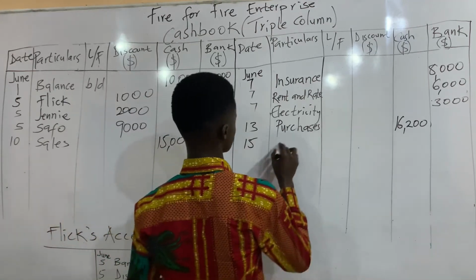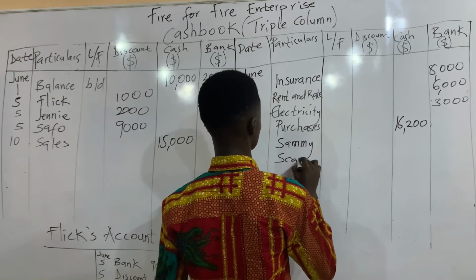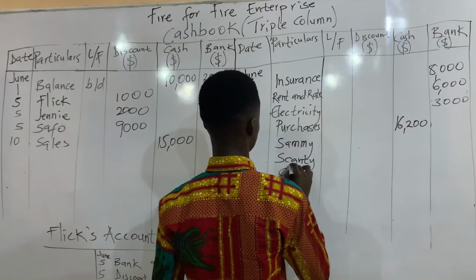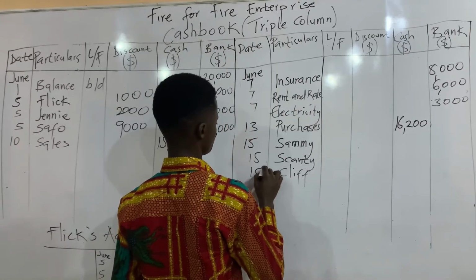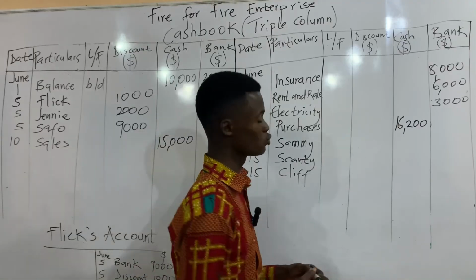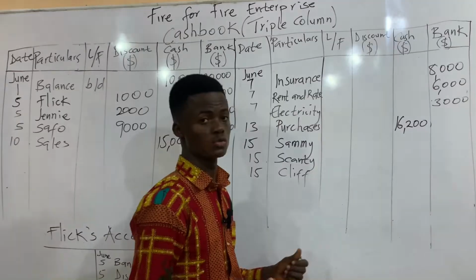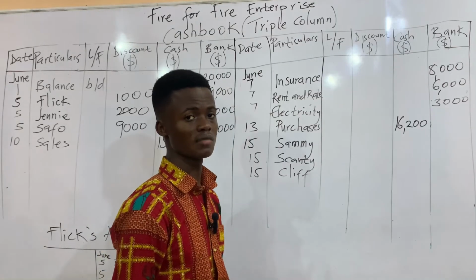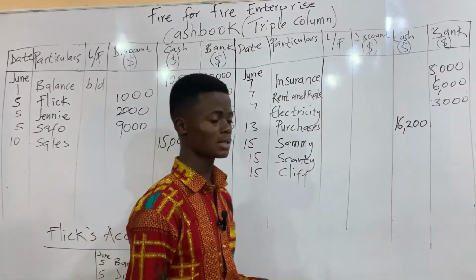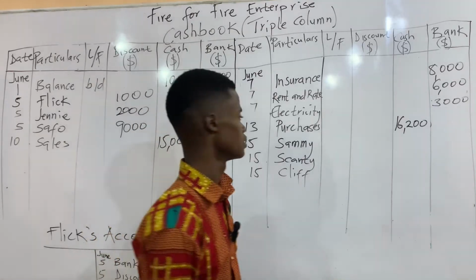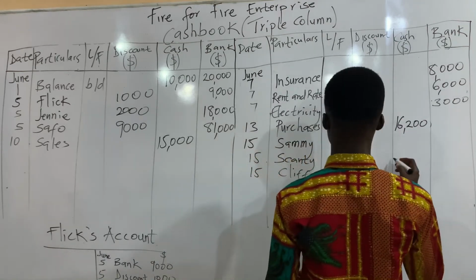The suppliers are Same, Scanty, and Cliff. June 15th. So we are supposed to pay $2,000 to Same, but we enjoyed a discount of 5%. So 5% of $2,000 will give us $100, and the remaining amount will be $1,900. So $1,900 is the actual amount we paid to Same. So we record the $1,900 on the cash column of our cash book.